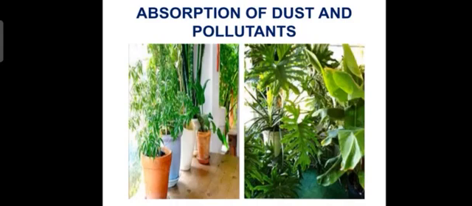Absorption of dust and pollutants. How is it possible? We all know that there are so many small hairs on the leaves of the plant. They trap the dust on the surface of the leaves. Some plants accumulate the pollutants from the environment in their body. That's why we plant a number of trees along the roadsides and at our homes also.